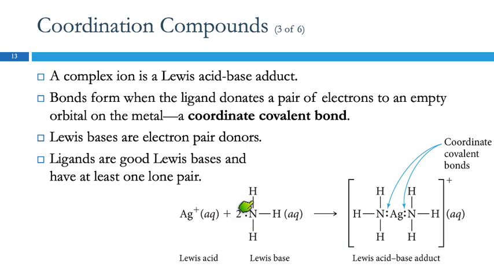And so ligands are good Lewis bases. Ligands, we'll see, are going to have at least one lone pair, and that's how they form a bond with the transition metal ion. This is called a Lewis acid-base adduct because it's a Lewis acid and a Lewis base together.